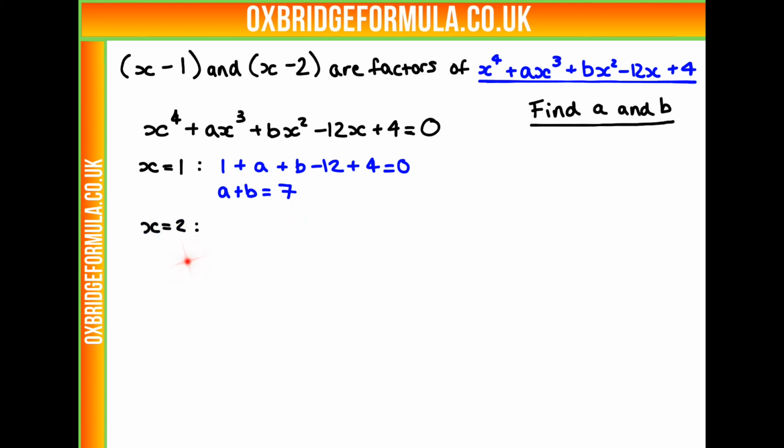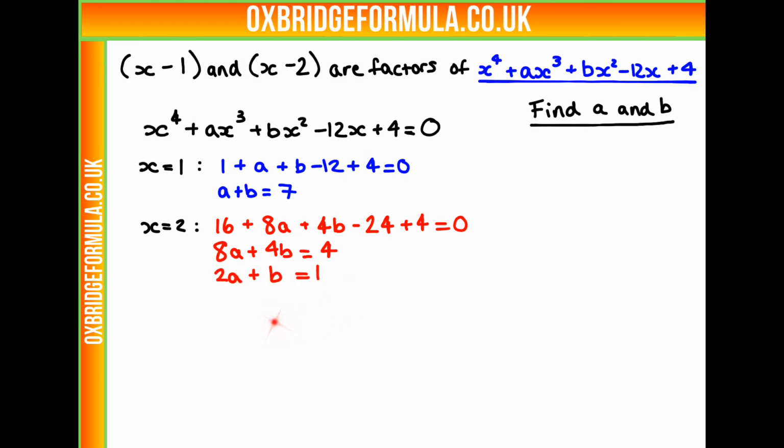If we do the same thing with x equals 2, as that's the solution to this factor here, we're going to get 16 plus 8a plus 4b minus 24 plus 4. And again, we can simplify this down to 8a plus 4b equals 4. We can simplify this again to 2a plus b equals 1.